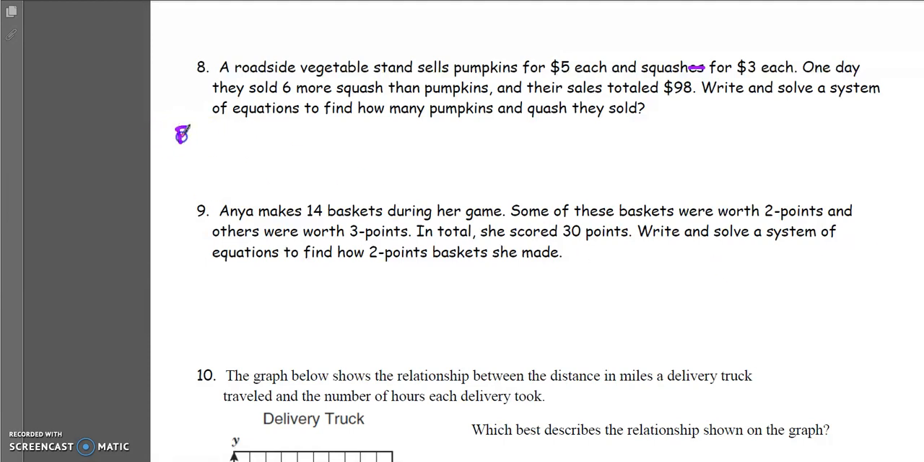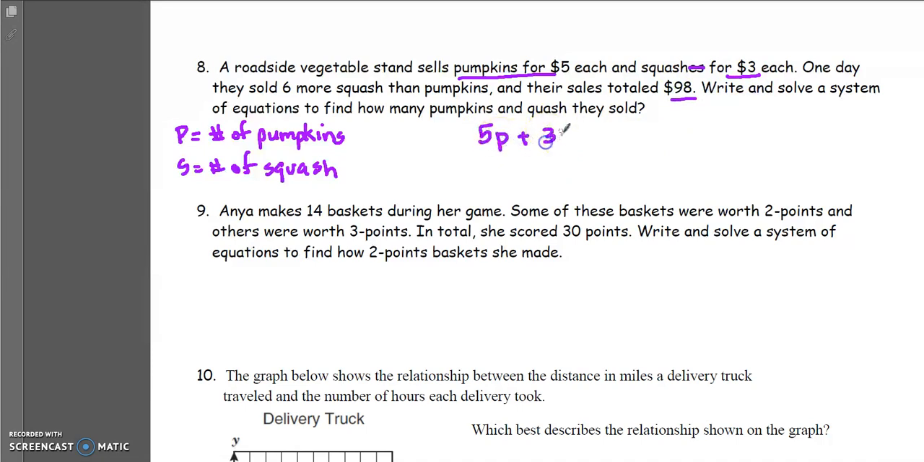Okay, so let's identify some variables. I'm going to let P represent the number of pumpkins that they sold. And of course, S is going to be the number of squash. All right, so we know that the pumpkins sell for $5 and the squash are $3, and they sold a total of $98 one day. So let's write that. So 5 times the number of pumpkins plus $3 times the number of squash is going to equal the $98.